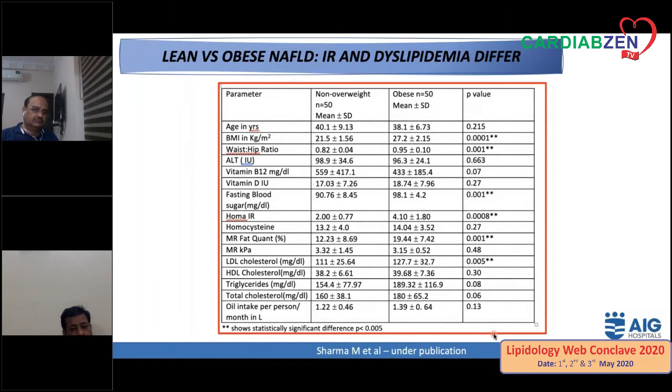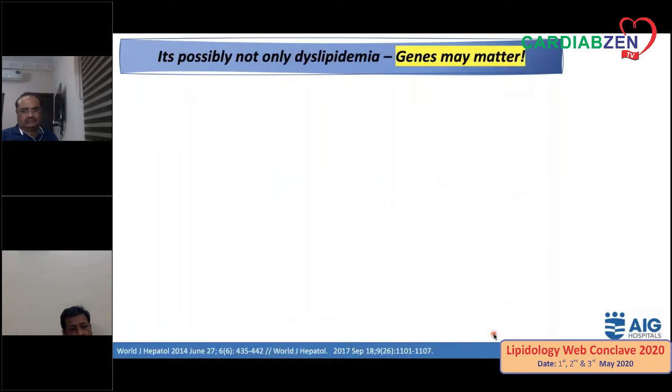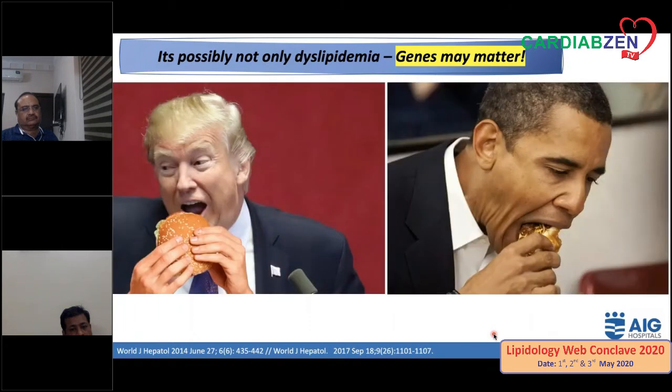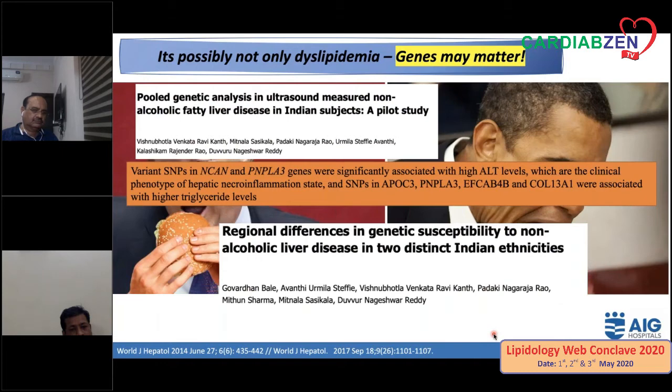And so something beyond lipids occurs in NASH. It's not that we can control the lipids and the fatty liver will disappear. Possibly the genes might matter. So if you see these two persons, both of them have burgers, but one may have a fatty liver, the other may not. So there, possibly a genetic difference matters. We have identified PNPLA3, which is different in the Indian population. The SNP is different from what has been documented in the West.